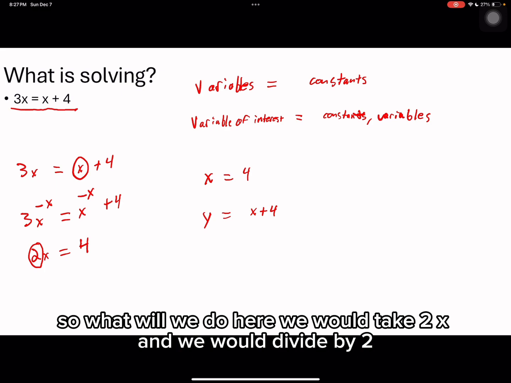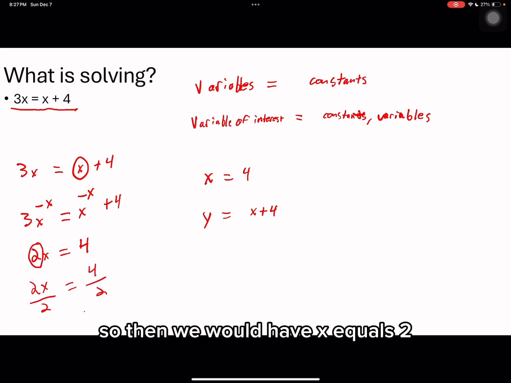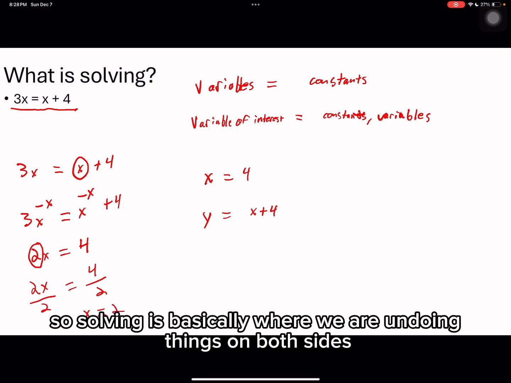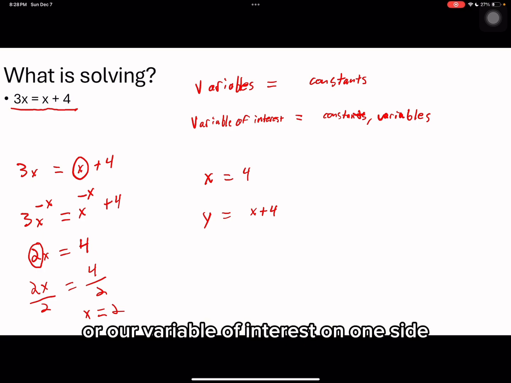So what would we do here? We would take 2x and we would divide it by 2 to undo the 2, equals 4 divided by 2. So then we would have x equals 2, because 4 divided by 2 is 2. So solving is basically where we are undoing things on both sides in order to isolate our variable, or our variable of interest, on one side.